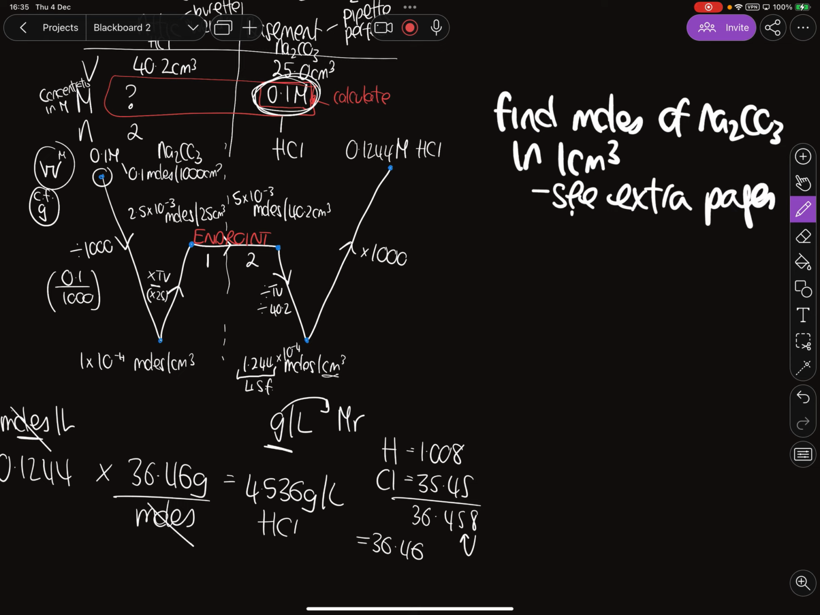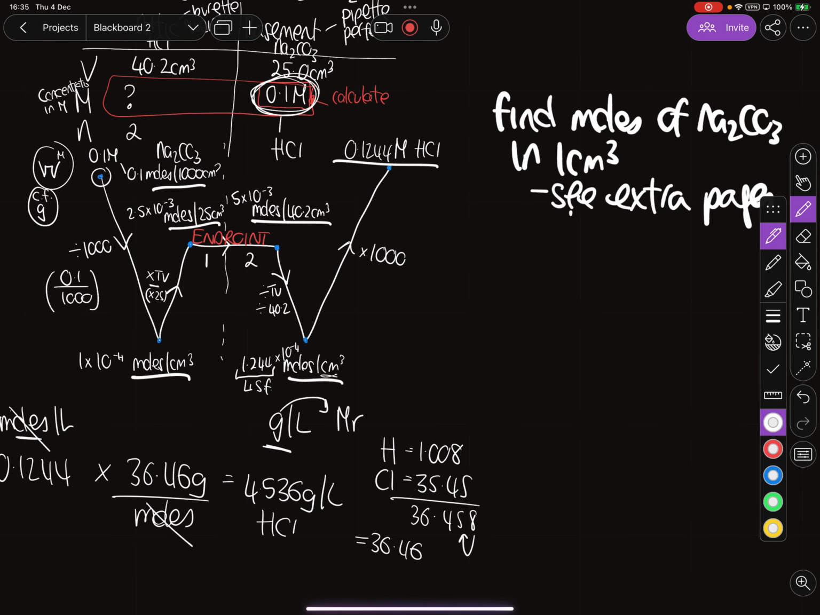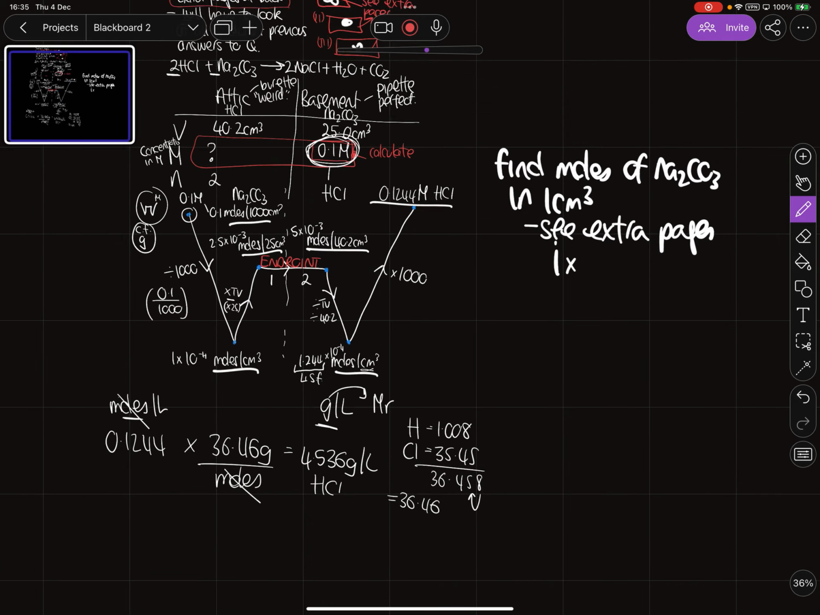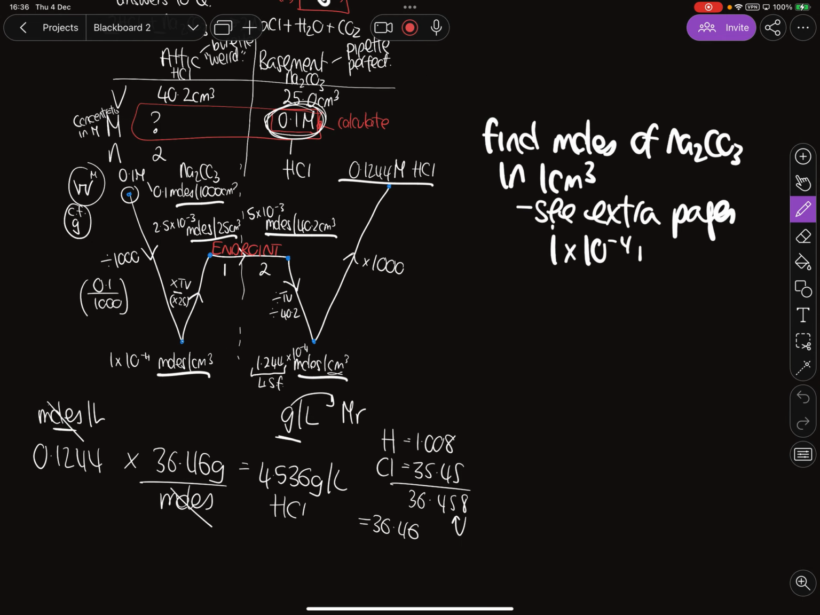So you can do that. Your examiner then would look at it, and as long as you have it all annotated correctly, even with just these parts, then they know what they're reading and they can mark it accordingly. Sometimes you don't have to tell them. So if you're in doubt, just say, see extra pages. Or if you know and you're confident, you would just write 1 by 10 to the minus 4 moles in a centimeter cubed.